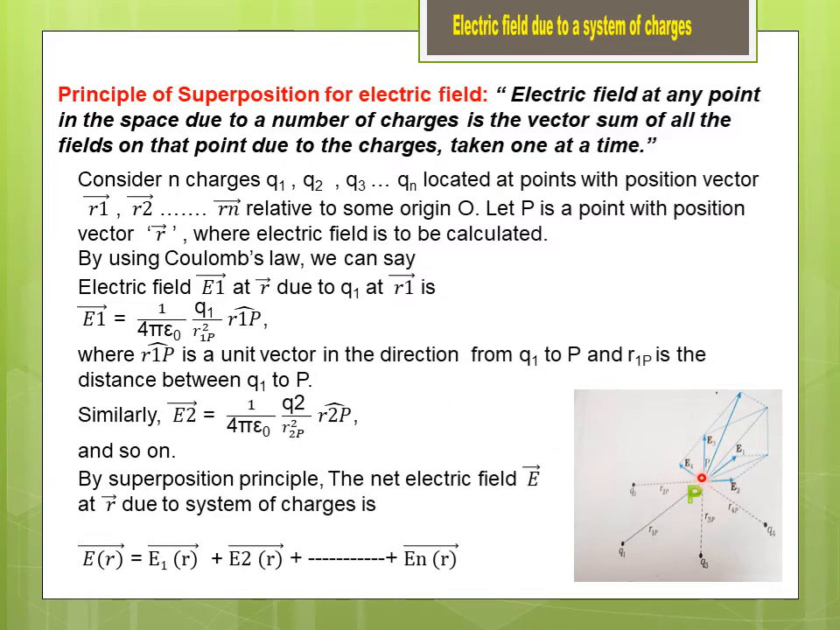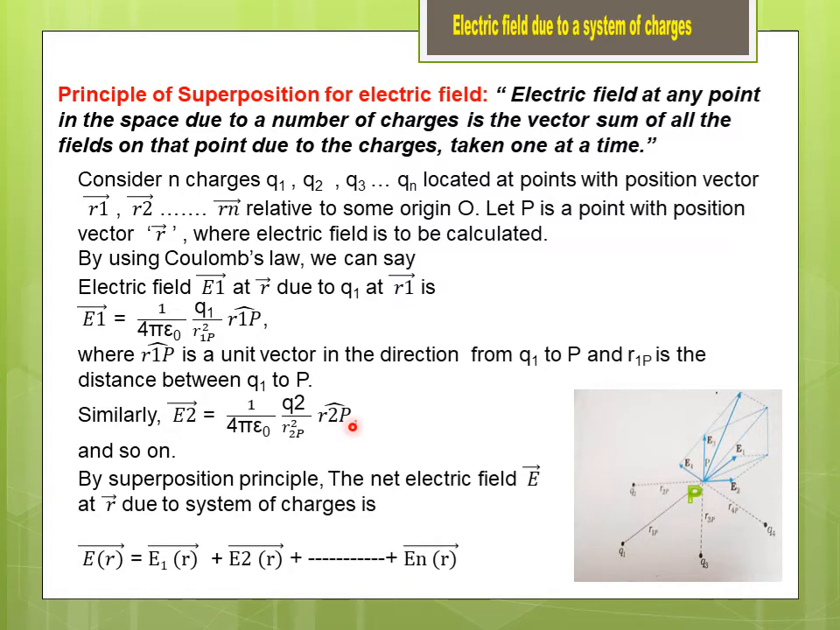First, by using Coulomb's law and the definition of electric force, we can say the electric field E1 due to the charge Q1 at distance R1P is 1 by 4 pi epsilon naught Q1 by R1P square unit vector R1P, where the unit vector R1P is in the direction from Q1 to this point P, and R1P is the distance between Q1 and the point P. Similarly, E2 equals 1 by 4 pi epsilon naught Q2 by R2P square unit vector R2P.